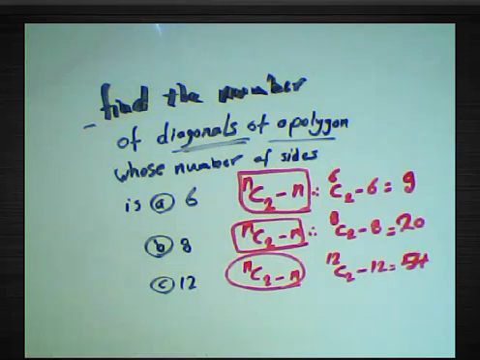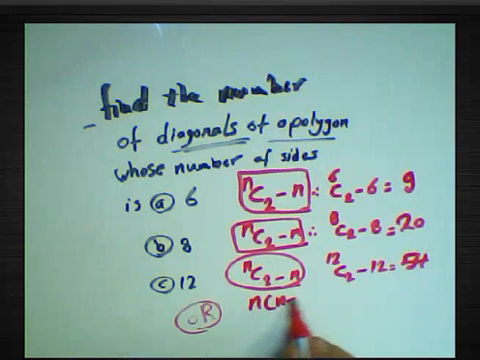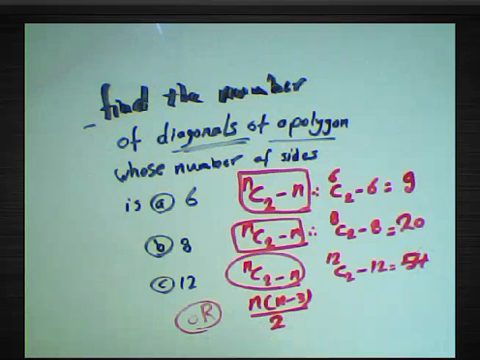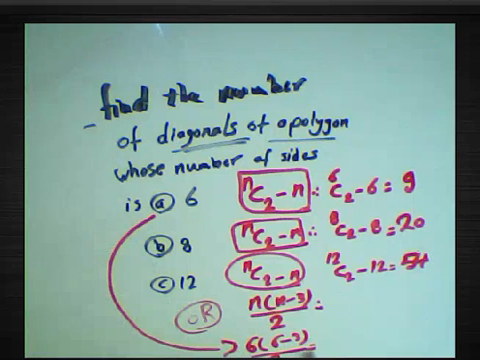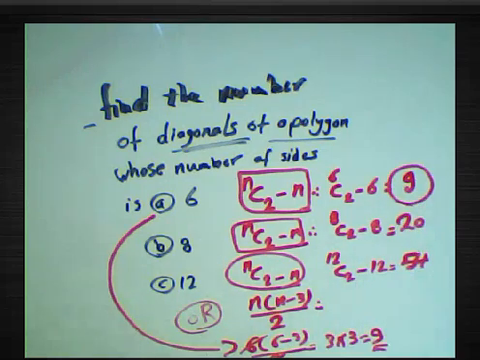Or you can use another rule, n multiplication n minus 3 over 2, to find the number of diagonals. n refers to the number of sides. Then we can write here 6 multiplication 6 minus 3 over 2. 6 divided by 2 equals 3 and 6 minus 3 equals 3. 3 times 3 equals 9. Okay.